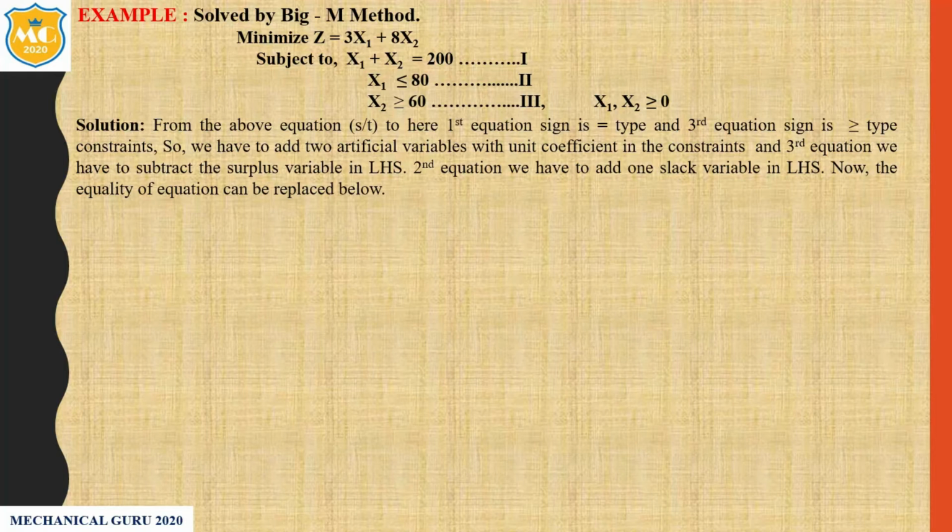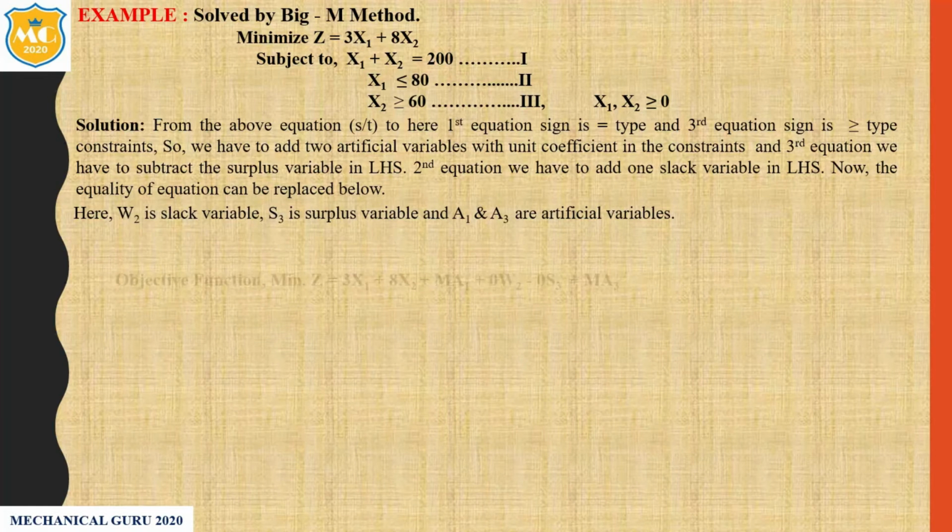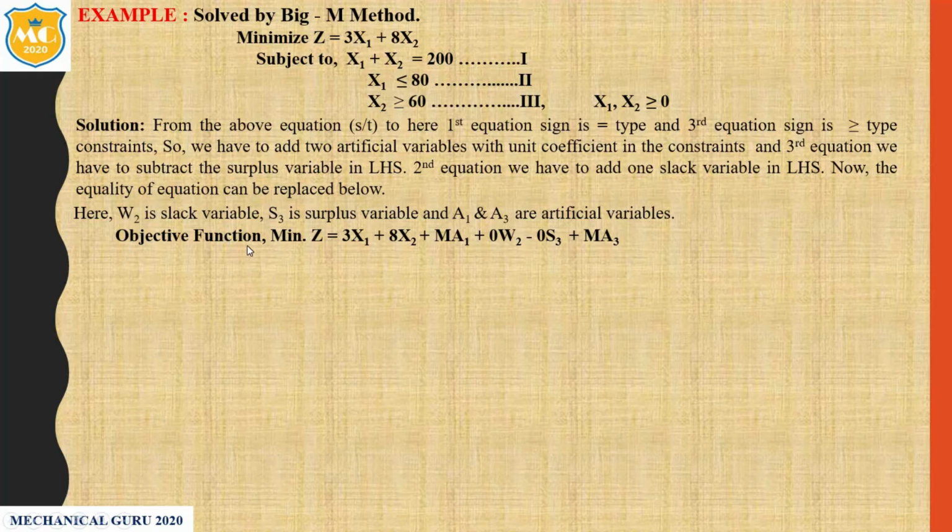So first we convert our objective function minimize Z. So the objective function minimize Z is equal to 3x1 plus 8x2 plus MA1 plus 0W2 minus 0S3 plus MA3. Now we have to convert it into equation.